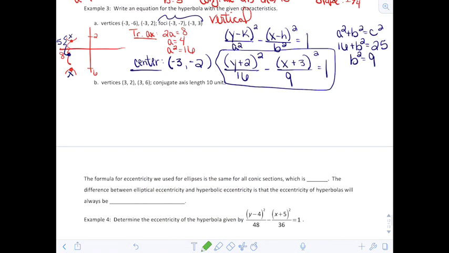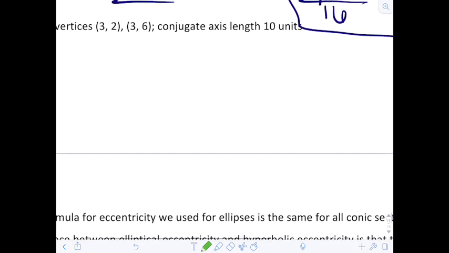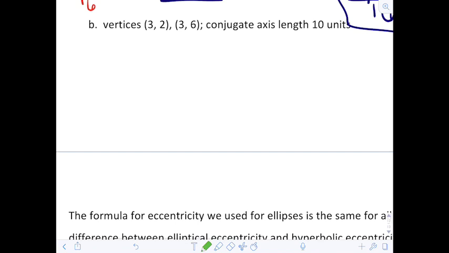All right, so what we have in b, we have vertices at (3, 2) and (3, 6) with a conjugate axis length of 10 units. So I know my conjugate axis is 2b, and that's 10. So I already know that b is 5, and I'll probably need b squared to be 25 eventually. So we'll get that out of the way.